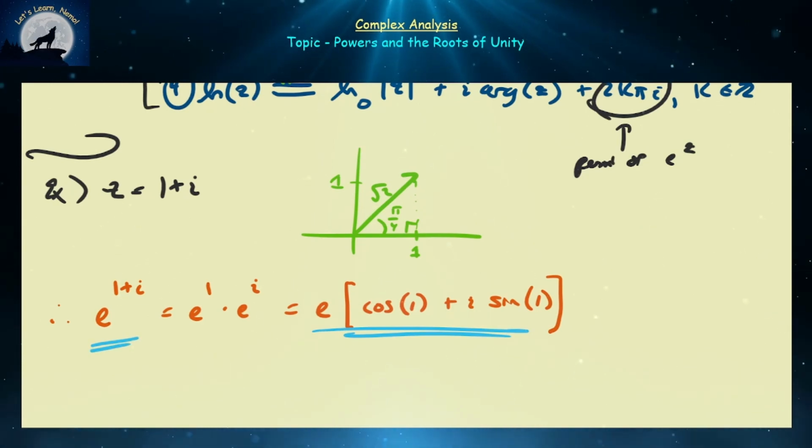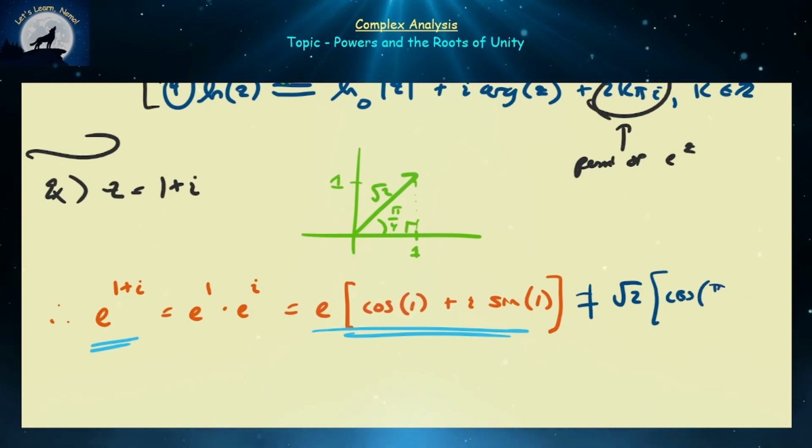It's very important to note that you should not get this confused with the square root of 2 times the cosine of pi over 4 plus i times the sine of pi over 4. It's not r times cosine theta plus i sine theta, because that's not what this is, right?